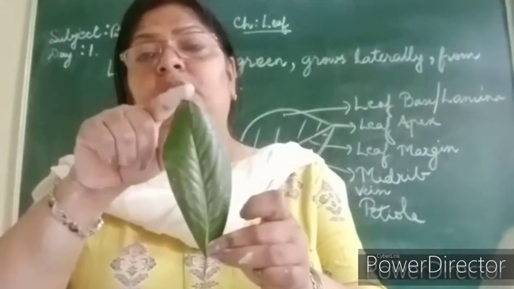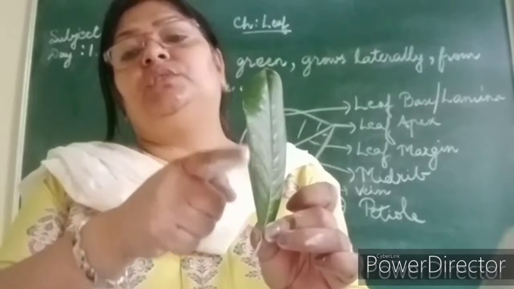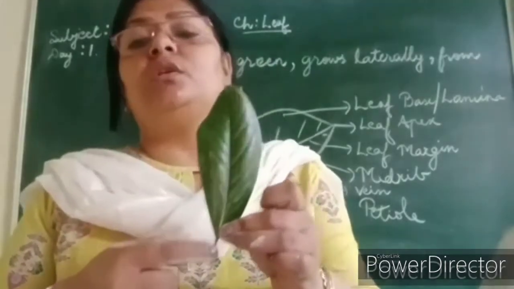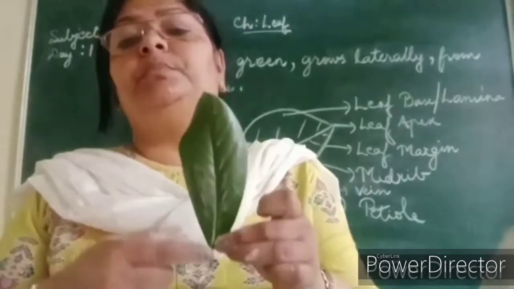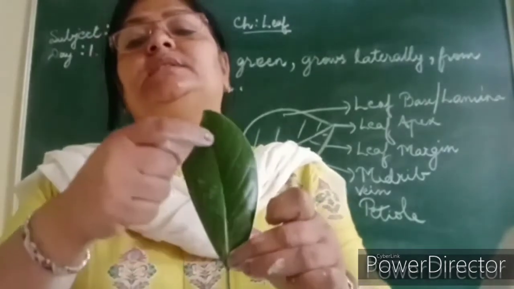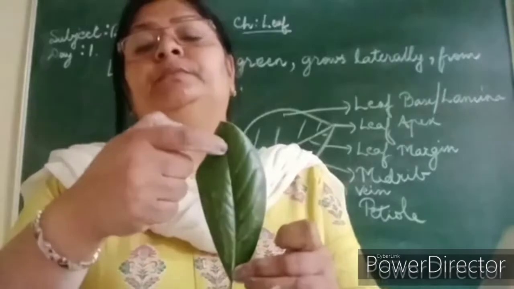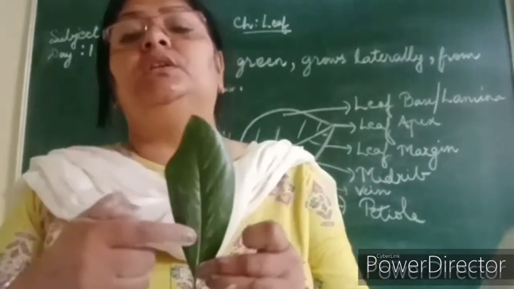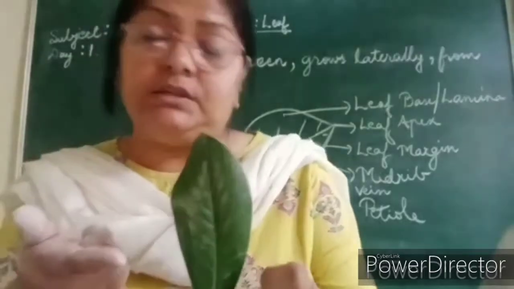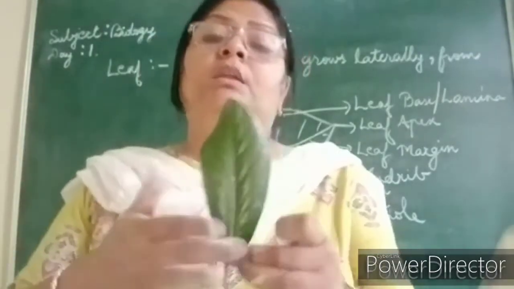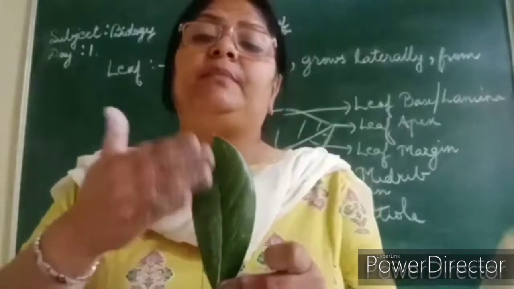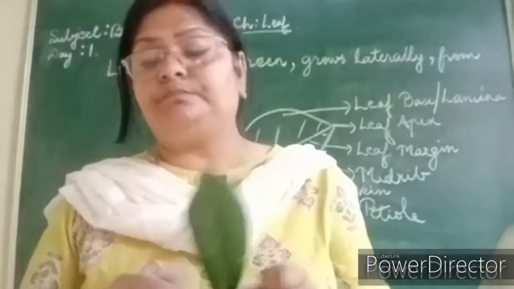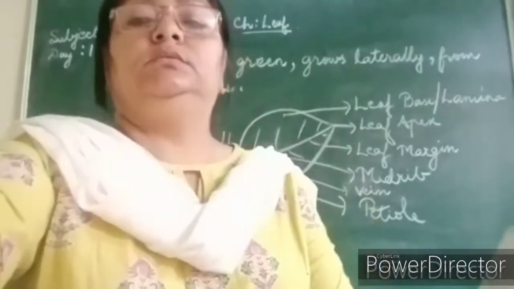So let's revise. Tip of the leaf, leaf apex. The outer edge of the leaf, leaf margin. The leaf stalk is called the petiole. The petiole continues in the leaf as the midrib, which is the main vein. The midrib branches laterally into veins. They may further branch into veinlets. The broad green flat part of the leaf is called the lamina or the leaf blade.